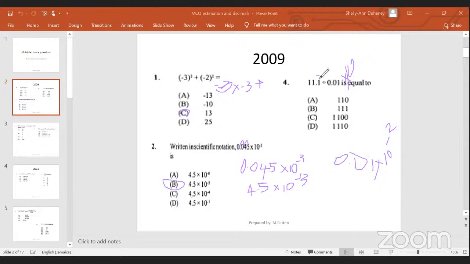Very good. So 1,110 divided by 1 is? Yes, Miss, 1,110 and not 11,000. 1,110 divided by 1 is still 1,110. The answer is D.